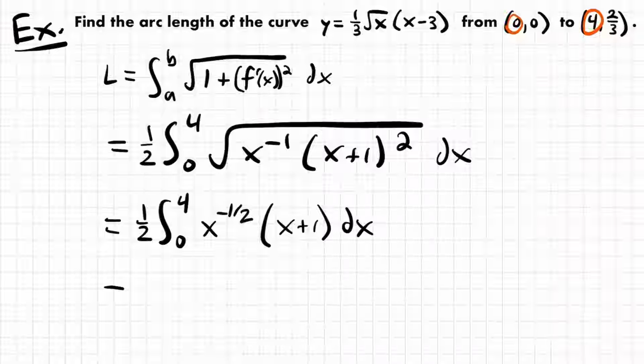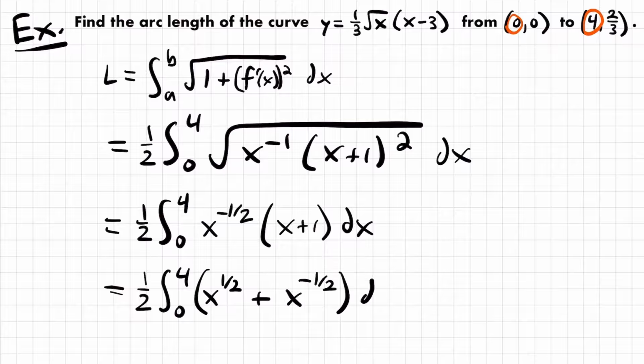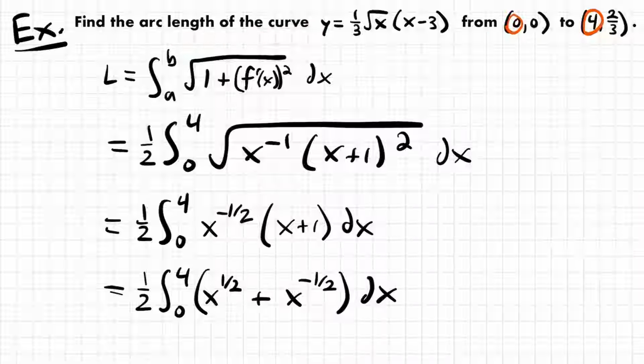So if we do that, this is equal to 1/2 times the integral from 0 to 4 of x to the negative 1/2 power times x, which has an exponent of 1. So 1 plus negative 1/2 is positive 1/2. So we have x to the positive 1/2 power plus x to the negative 1/2 power times 1, which is just x to the negative 1/2 power, and that will be multiplied by dx. Okay, so now we are finally ready to integrate our terms with respect to x and then solve this definite integral. And that will give us the arc length of our curve from 0 to 4.